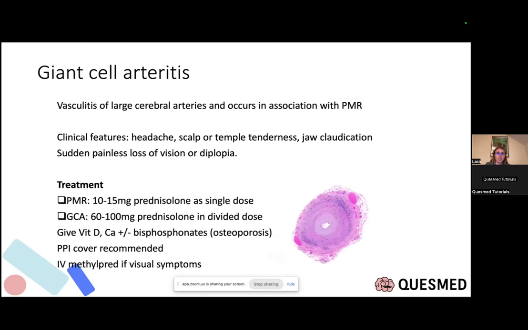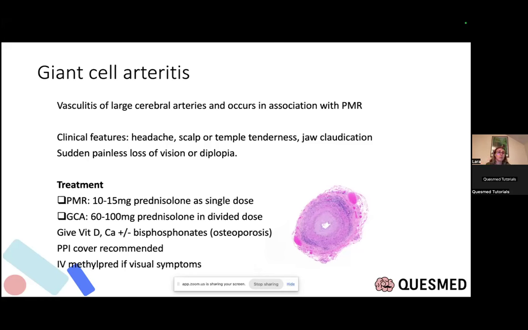Giant cell arteritis. So it is one of our large vessel vasculitides, unlike the small vessel vasculitides of GPA and EGPA. It's commonly associated with PMR, which actually isn't really a vasculitis in itself. It's just an auto-inflammatory condition that causes muscle pain. And you classically don't get a raised CK that you'd get in polymyositis. You get your headache, you get your scalp or temple tenderness. So people say, I can't brush my hair, or it hurts when I eat.